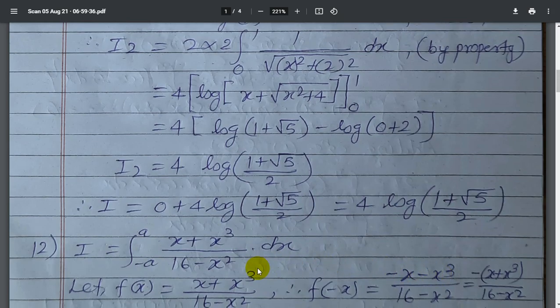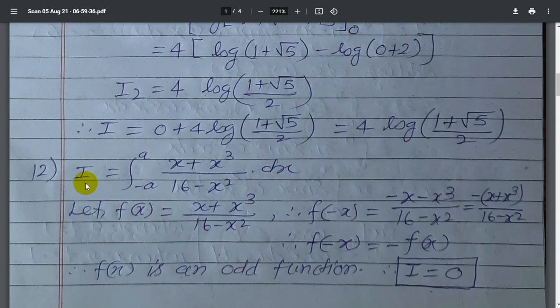Now see question number 12. I equals integral from minus a to a of x plus x cube upon 16 minus x square into dx. So we know that this is the ratio of two polynomials, x plus x cube upon 16 minus x square, and the limit is given minus a to a. So first we apply the limit for checking the even or odd function. So by separating or without separating, you can check this question.